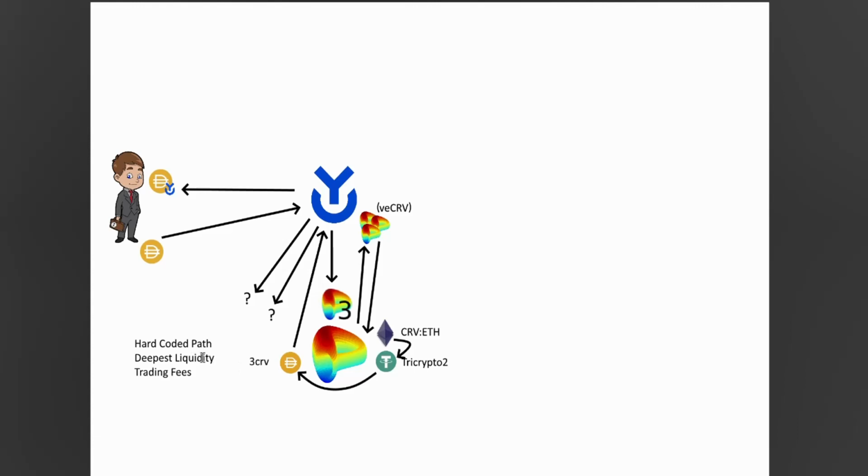Now, some of the considerations when they hard-code this path is where is the deepest liquidity? Because the deepest liquidity is likely to get less slippage and be able to handle the big trades, right? However, they also have to consider trading fees, because this path has quite a bit of trading fees. There would be 1, 2, 3 hits of trading fees, right? Now, it might be better to use a different pool. Maybe there's a CRV/USDC on Uniswap or something, and they can sell through that instead.